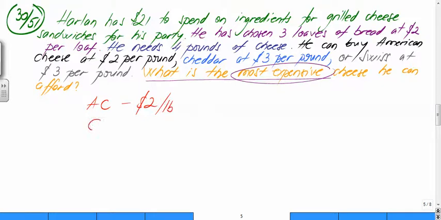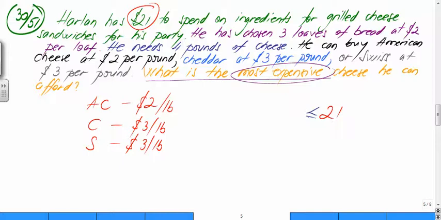Cheddar is $3 per pound, and Swiss is also $3 per pound. How can we start this problem? Well, first of all, Harlan has $21, so whatever he will spend has to be less than or equal to that, because that's the maximum amount he can go for.